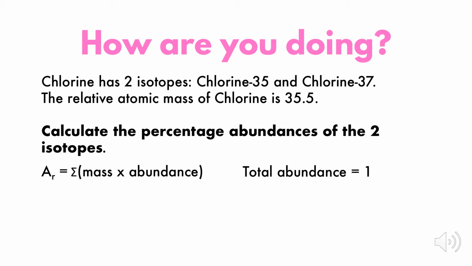With this in mind, we can say that the abundance of chlorine 35 is x, and that means the abundance of chlorine 37 is 1 minus x. If you did this the other way around and made chlorine 37 x, that's fine, don't worry, it will all still work out. So now we have some abundances. We can use everything we've got and put it into that expression, and that will give us our algebraic expression that we can use to work out x. So let's see if you can have a go at that. Pause the video when you're ready, restart it, and then we'll check your answer.